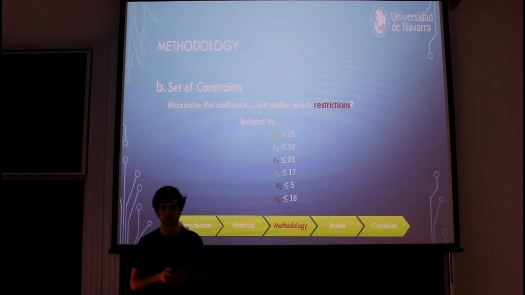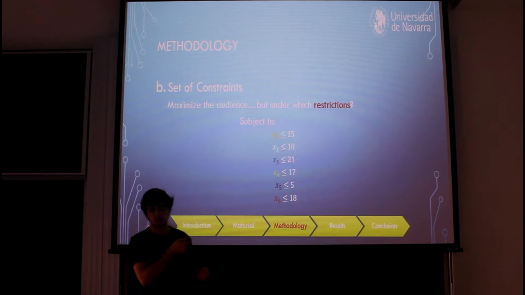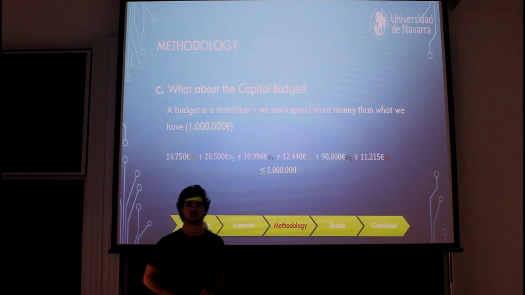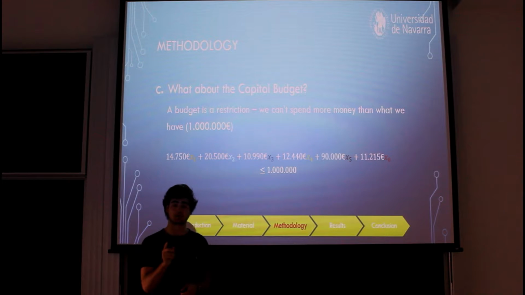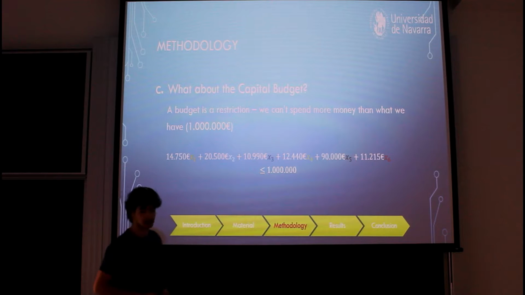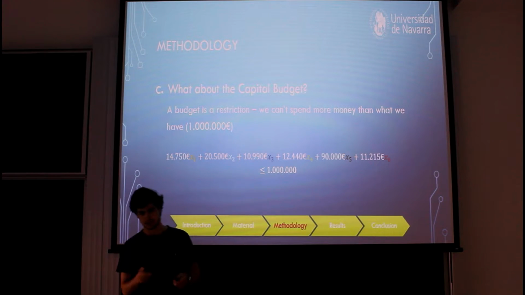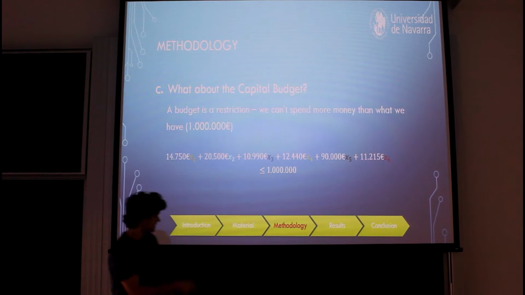Afterwards, the constraints subjected to all partakers. These conditions depend on every media's policies, constraining the number of adverts we can release. That is why, for example, on Antena 3, we can advertise more than in Telecinco. But those are external constraints. We must not forget about the internal ones. I refer to the capital budget, which in our case is 1 million. This means how much money do we have? That is to say, how much money can we spend?